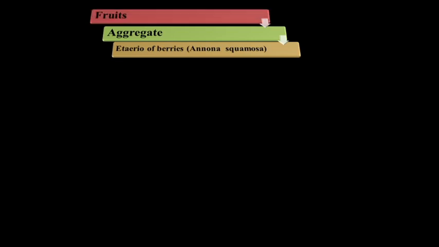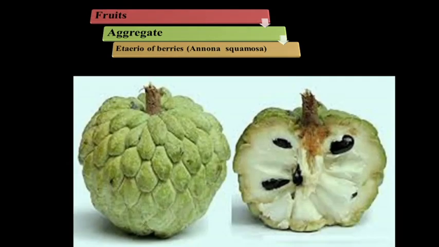Etaerio of berries, Annona squamosa, custard apple. This single unit is a berry, just like the fleshy simple fruit, and these berries are associated in a continuous manner so that they form a single structure, and this single structure is known as the etaerio of berries.